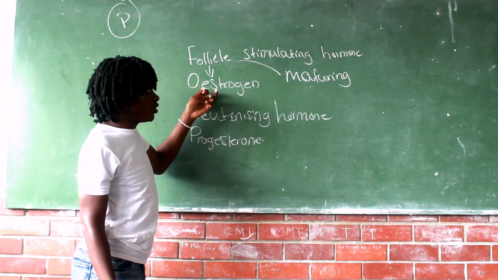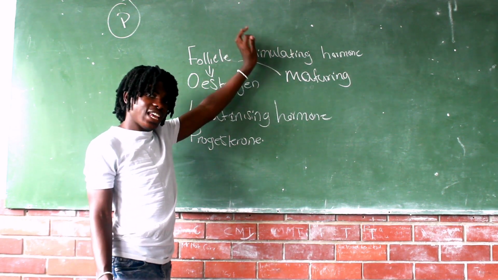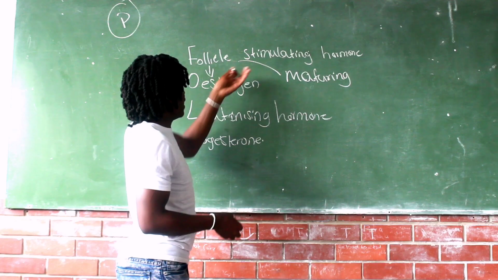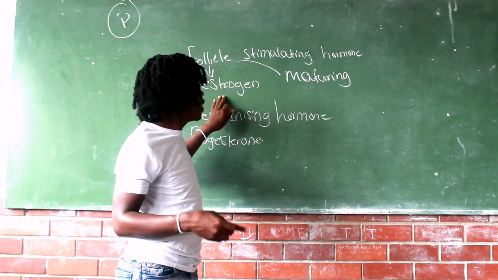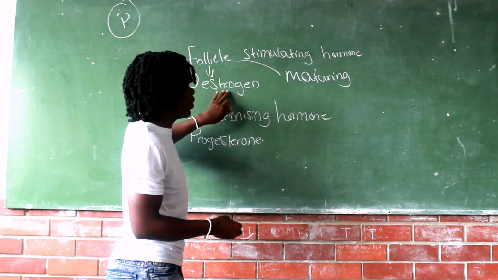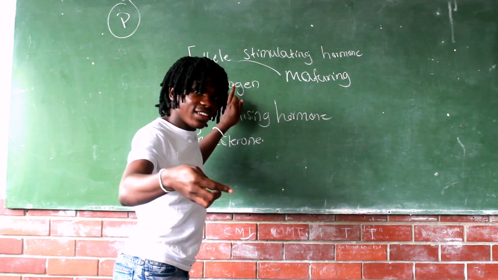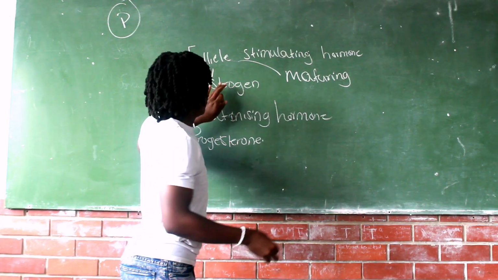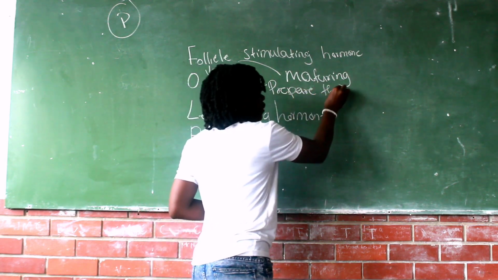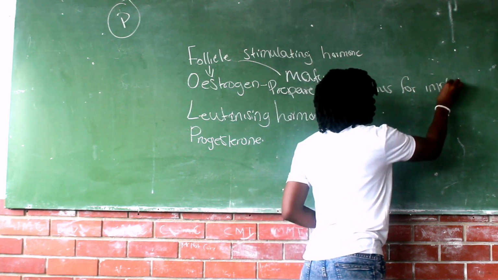And then estrogen, this happens in the ovarian cycle, because our follicles work in the ovaries, so it's part of the ovarian cycle, the changes that occur in the ovaries. And then we have estrogen as the second hormone. Estrogen has a function. Once it's been secreted, it will go to the uterus and prepare the uterus for implantation.